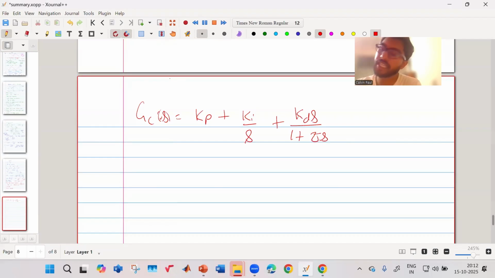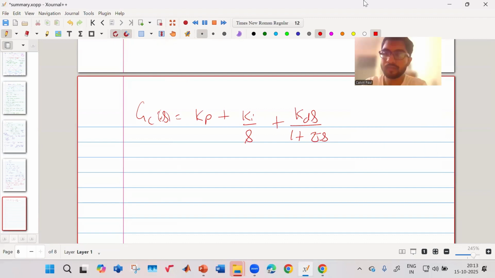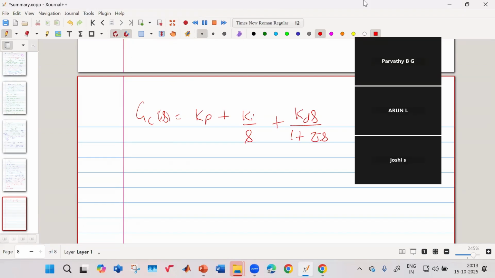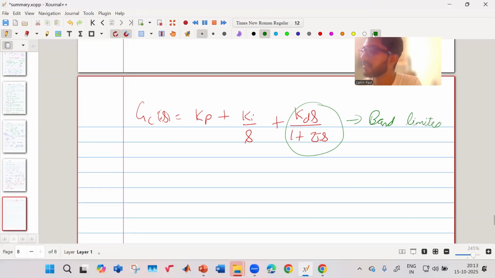Why do we need the tau? Can anyone tell me? We cannot practically implement that ideal PID controller with infinite bandwidth derivative. Yes, limited. Good, very good. So it is a band limited derivative.